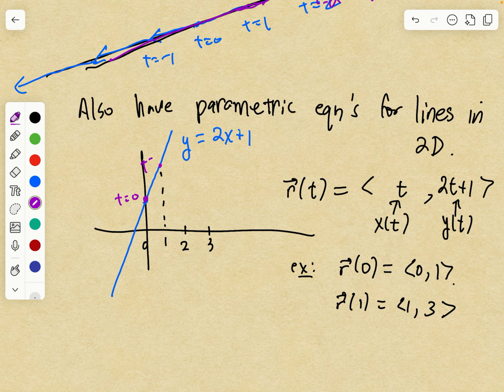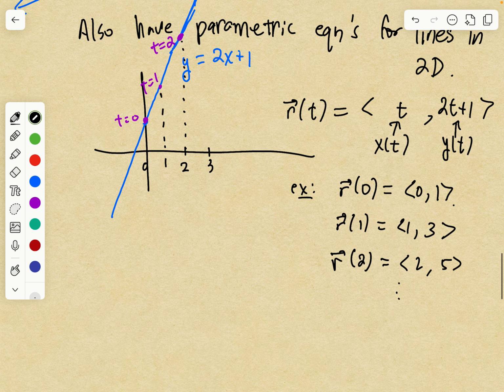That's when t is 1, and then when t is 2, you're at, make this go out a bit more. Oh, okay, like that. And then you're at this point. That's corresponding to t equals 2. And then that's 5, right? 2, 5, etc. That's how you can parameterize y equals mx plus b.